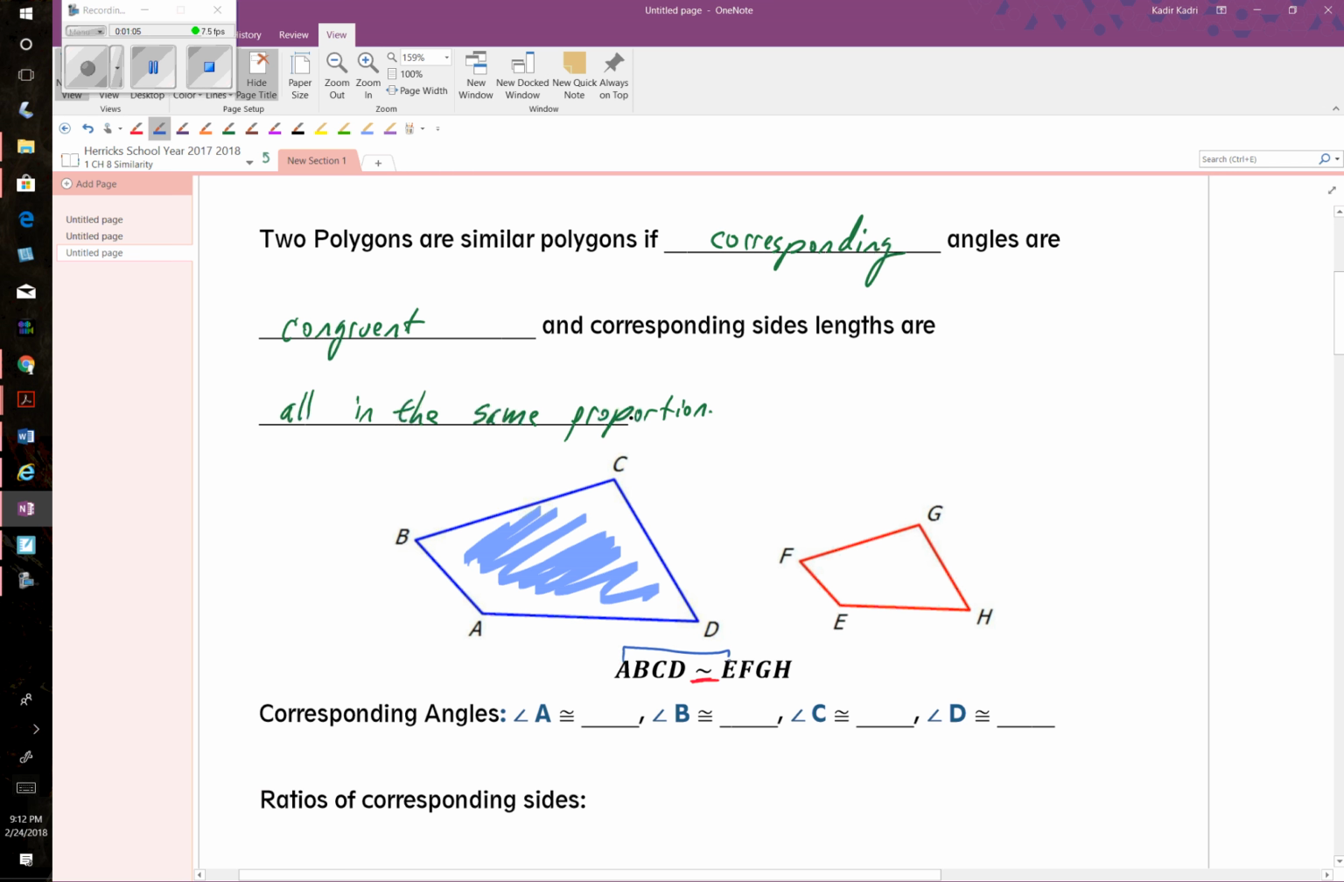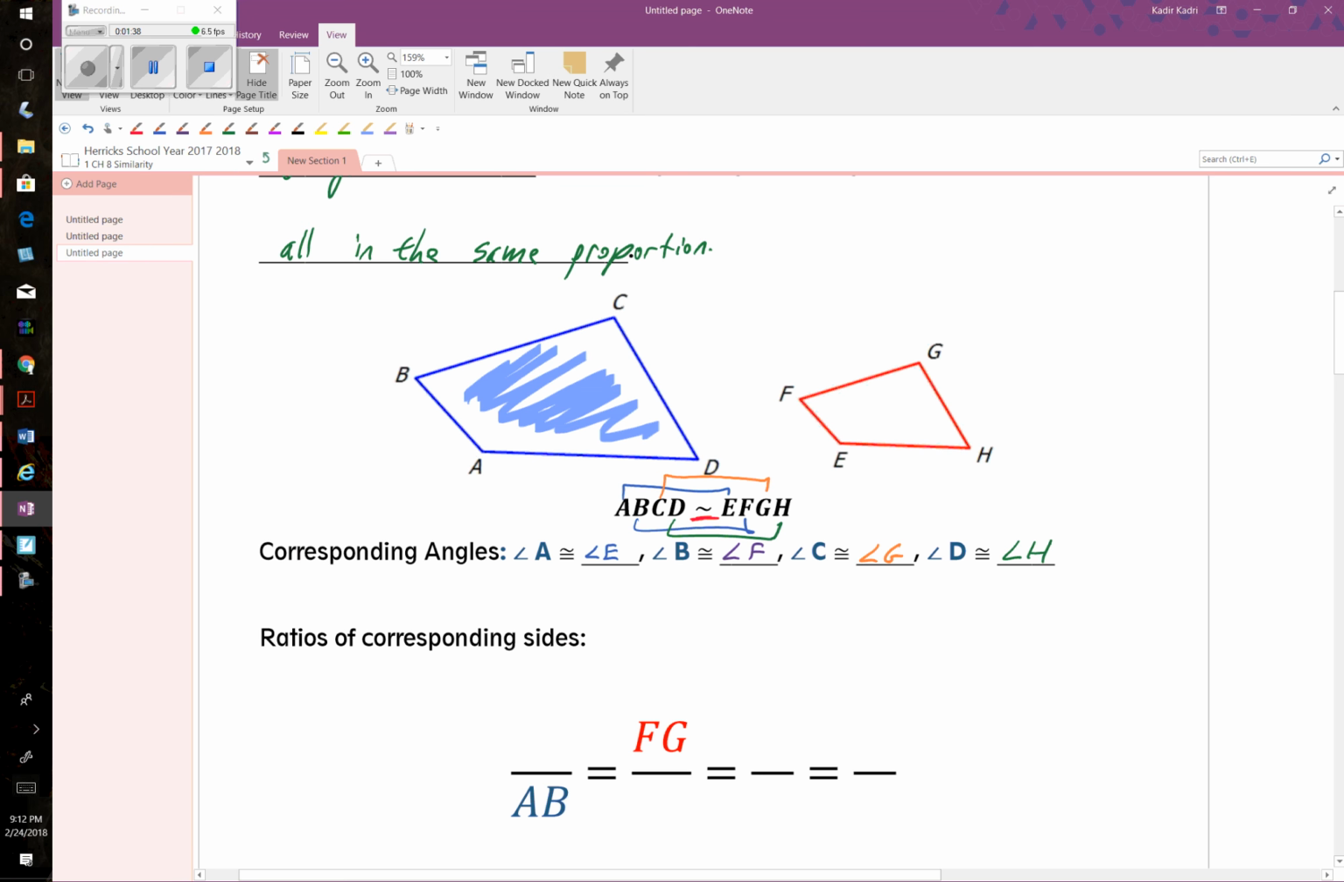Angle A corresponds to angle E. Angle B, right here, corresponds to angle F. The third position we have C, and in the third position here we have G, so angle C corresponds to angle G, and angle D is the last position in the name, and so is angle H, so they correspond. So I know that those angles correspond to each other and that they are congruent or equal in measure.